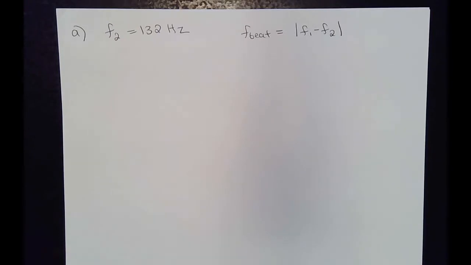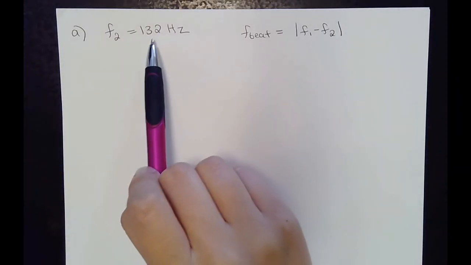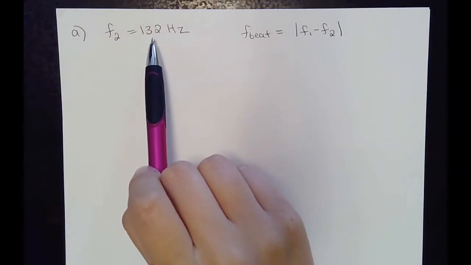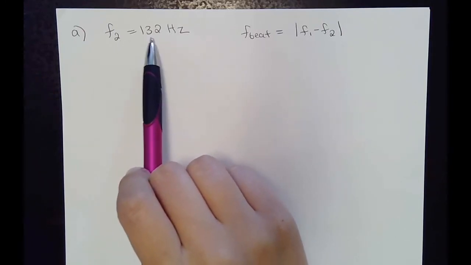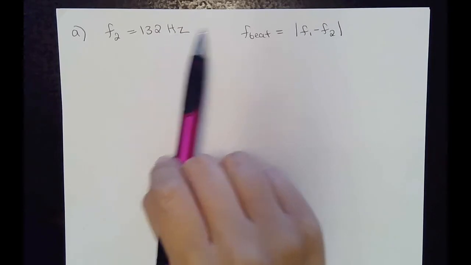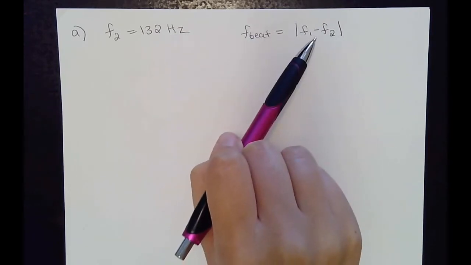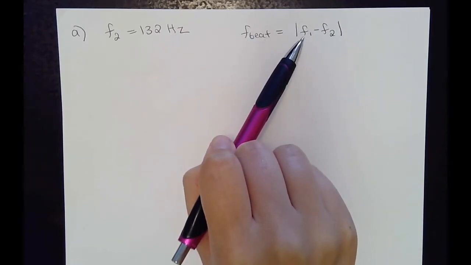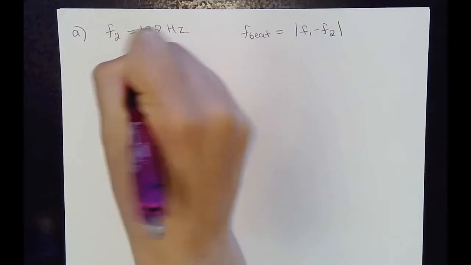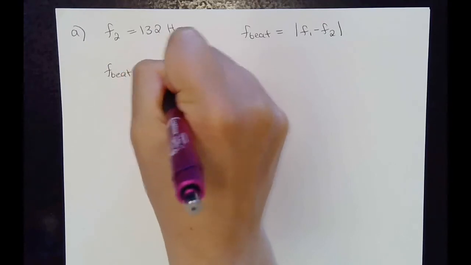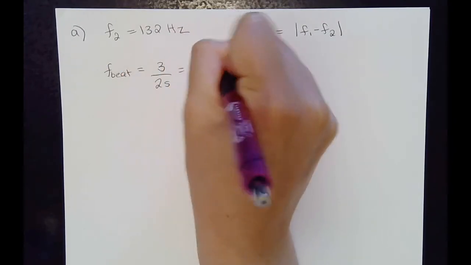Okay, so we're given some information here. We have one frequency of the string that's tuned correctly, and I'm going to call that f2. You could call it f1, it doesn't really matter. It's 132 Hz. And we want to use the beat frequency to find the unknown frequency f1. So then we can find the beat frequency because we know that there are 3 beats every 2 seconds. So that's 1.5 Hz.